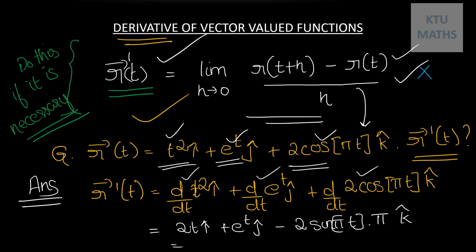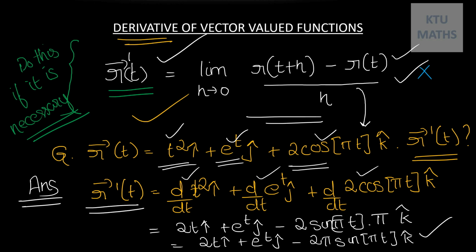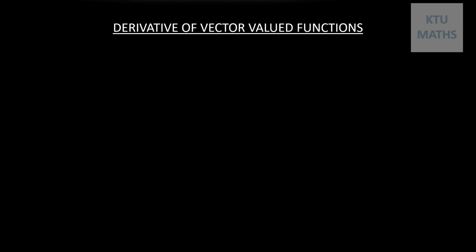We can rearrange the answer and write it once again. 2t i cap plus e raised to t j cap minus 2 pi sine pi t k cap. And this will be the answer of derivative of vector r(t). I hope you understood this problem. This problem was pretty simple, and this is how you solve derivative of vector valued functions. Before going into the geometrical interpretation of derivative of vector valued function, let us look at one more problem to make us familiarized with this, and we can get into the geometrical interpretation.